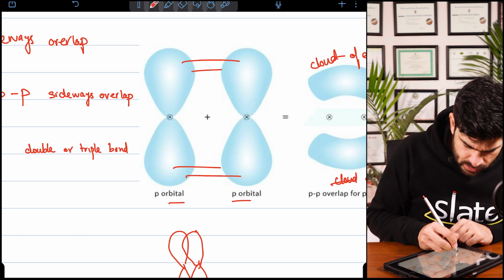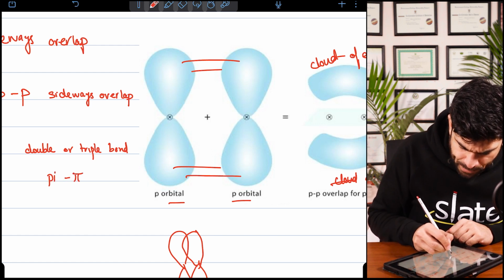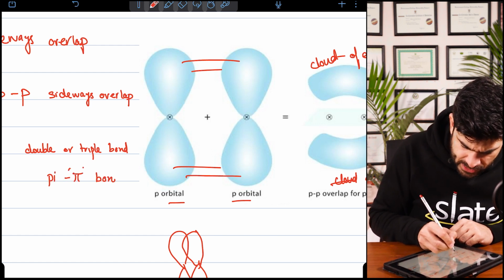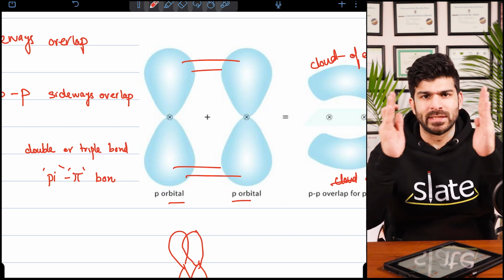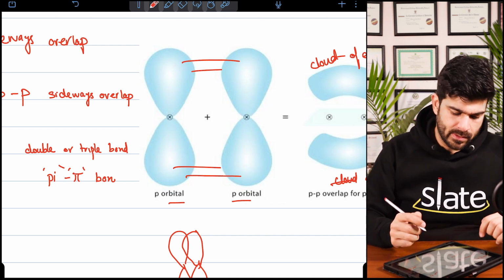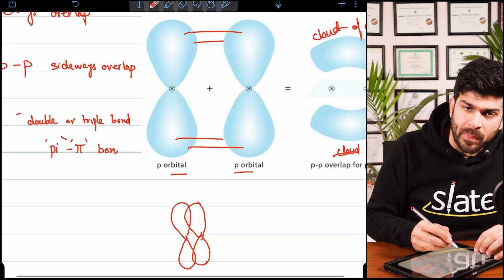And we call it a pi bond. Either this or this. It's a pi bond, PP sideways. And as I said, it's for double and triple bonds.